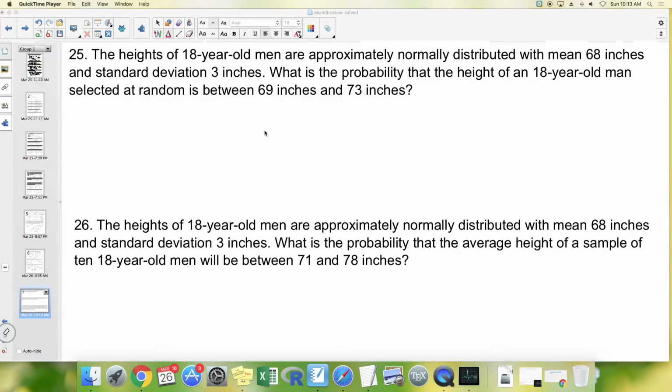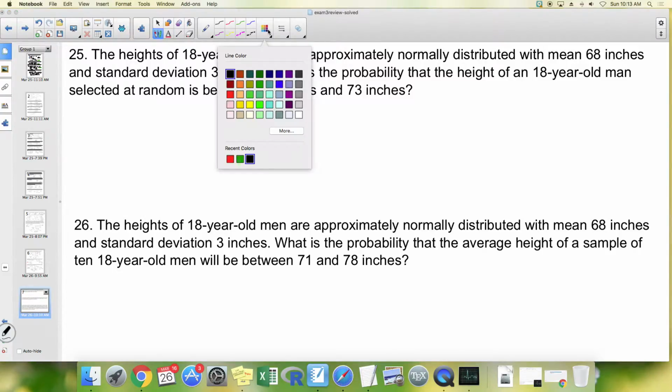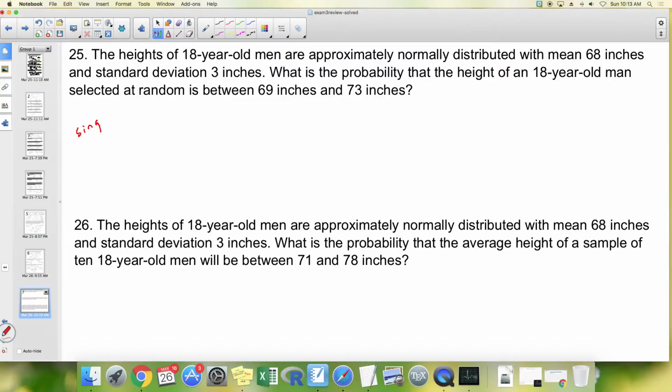So problem 25, heights are normal with mean 68, standard deviation 3. What's the probability that the height of an 18-year-old man selected at random is between 69 and 73? Alright, so this problem once again is a single normal problem. It's not a CLT problem. So what's going on is x follows normal with mean 68, standard deviation 3. They want probability x lying between 69 and 73.